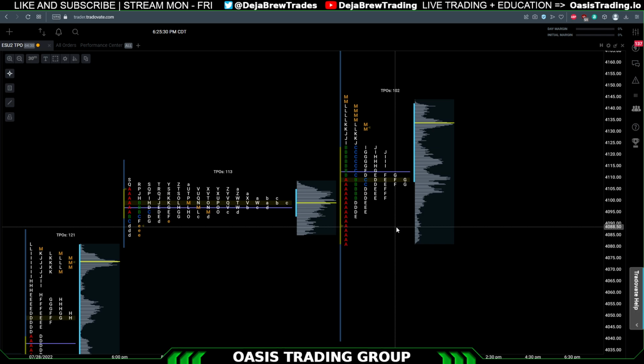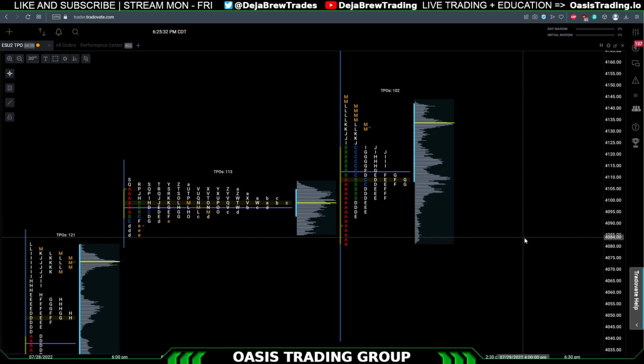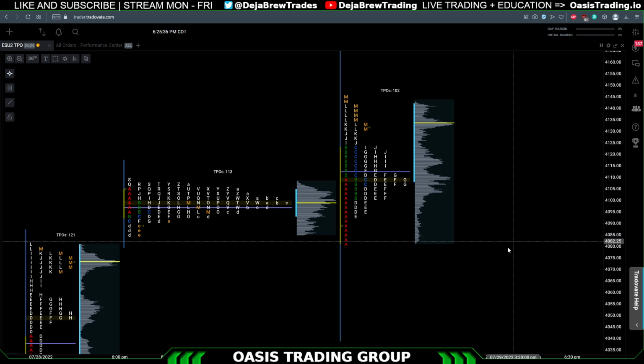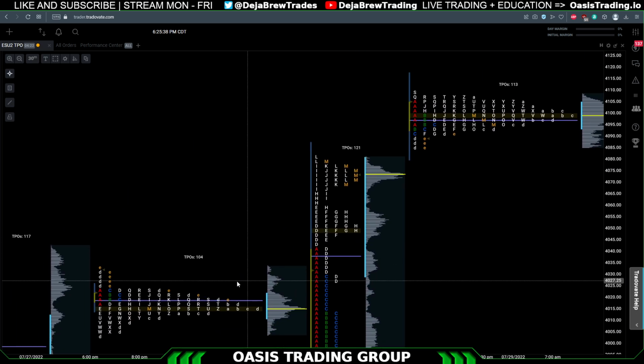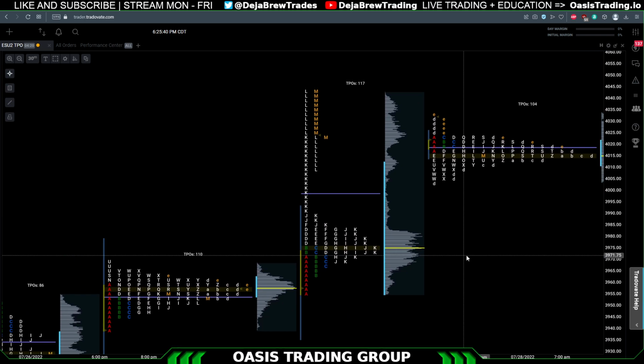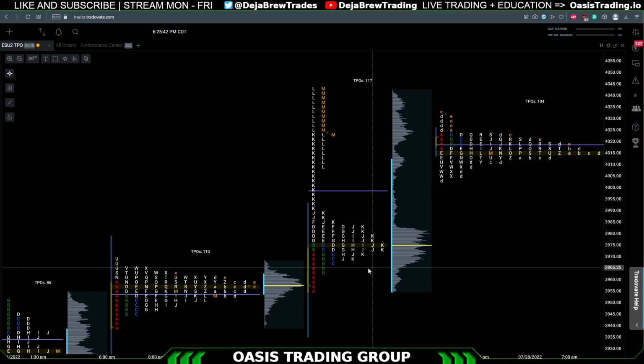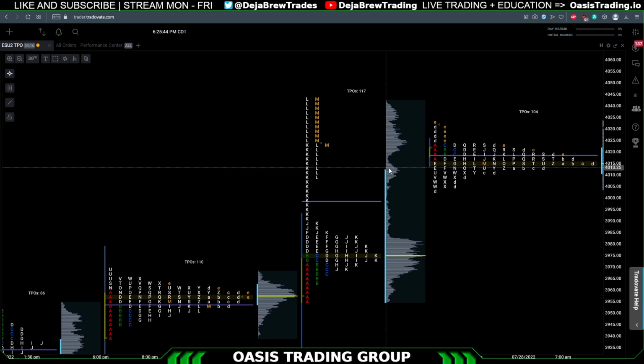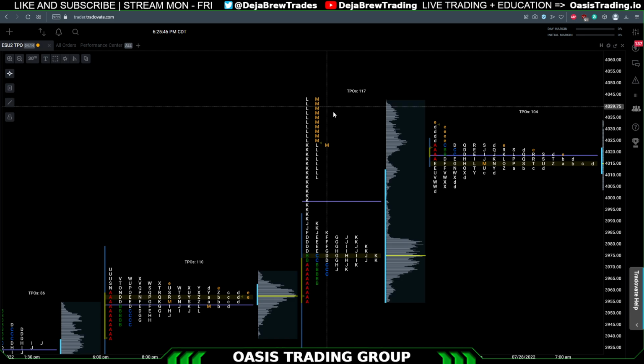Okay, now that we got the settings done with, let's talk about the actual trade setups. So the first trade setup we're going to talk about is the poor high. Now, if we go over, there's actually an example of this happening on the 27th, and we had a poor high form on the closing session here.